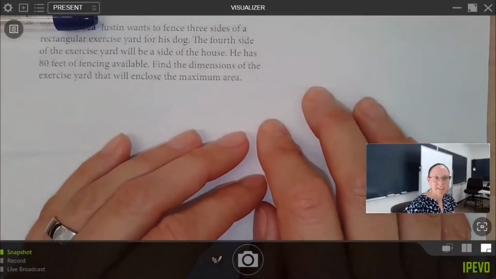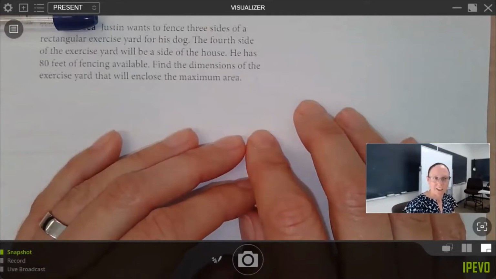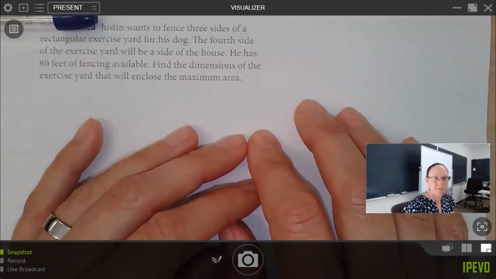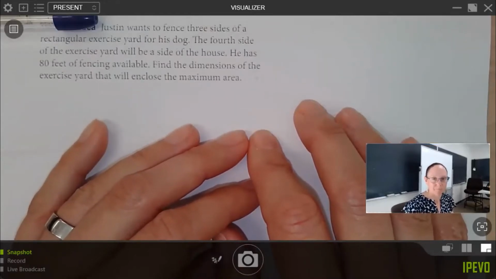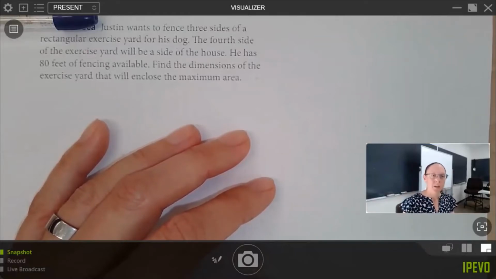Justin wants to fence 3 sides of a rectangular exercise yard for his dog. The 4th side of the exercise yard will be a side of the house. He has 80 feet of fencing available. Find the dimensions of the exercise yard that will enclose the maximum area. Oh yeah, this is the last part of class T. It's the last question on part T.